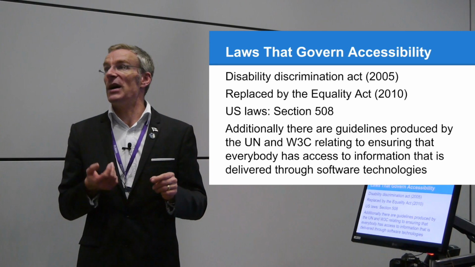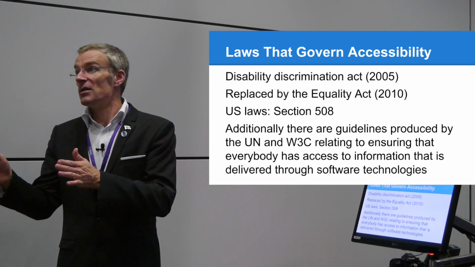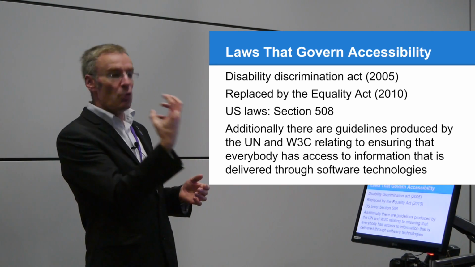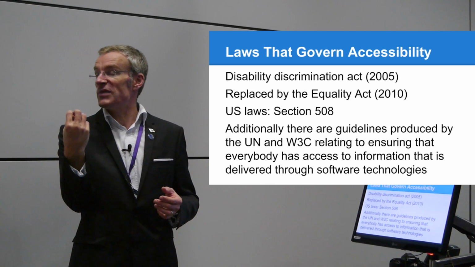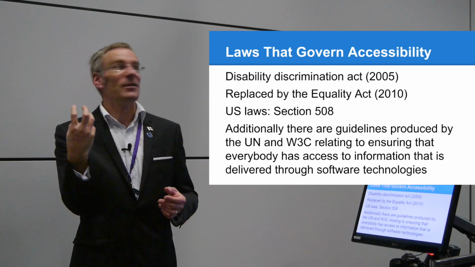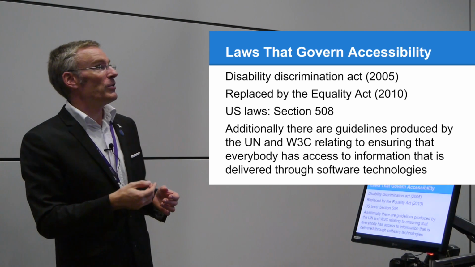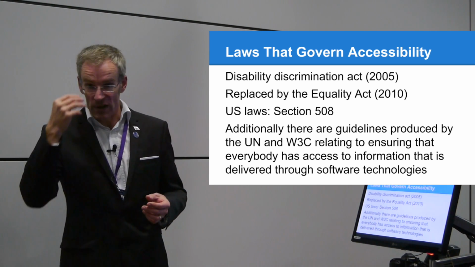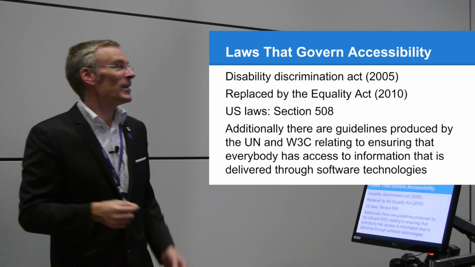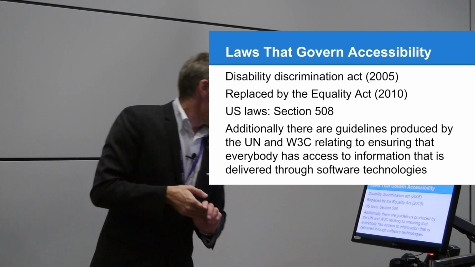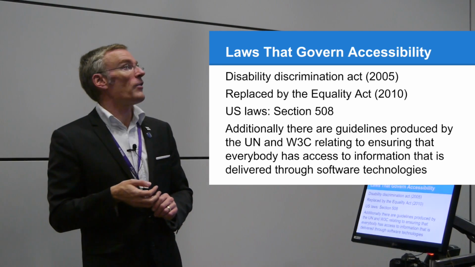That's the law that says banks have to have ramps up to the doors, that text has to be readable. You know the small print on your contracts and things? That's why the text got bigger a couple of years ago. Because there was a case about people who couldn't actually read the small print. Some of these old people couldn't actually read it. It was so small. In the US, it's called Section 508.